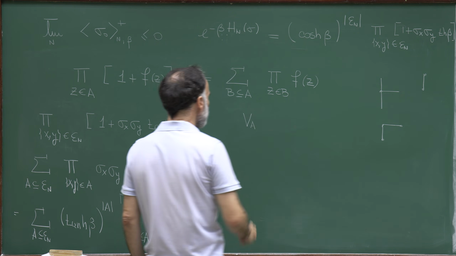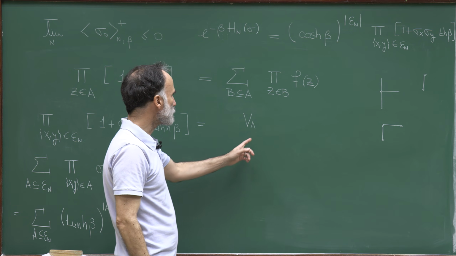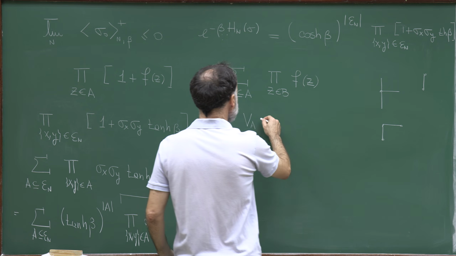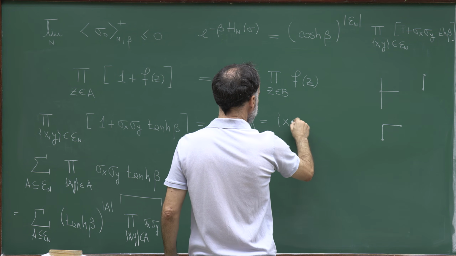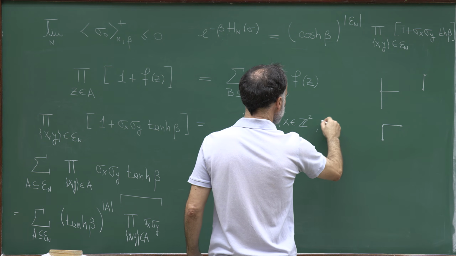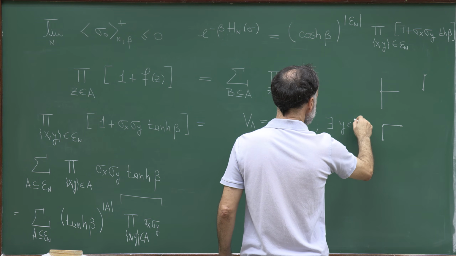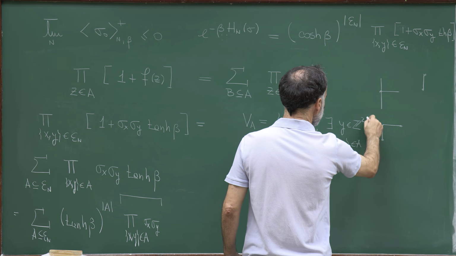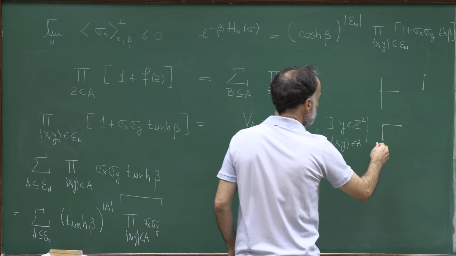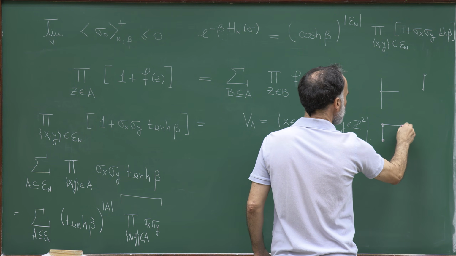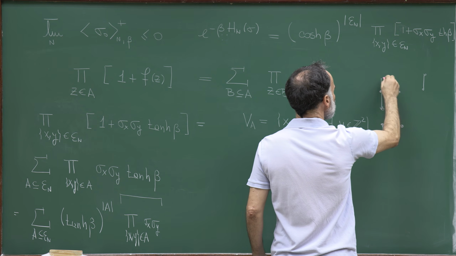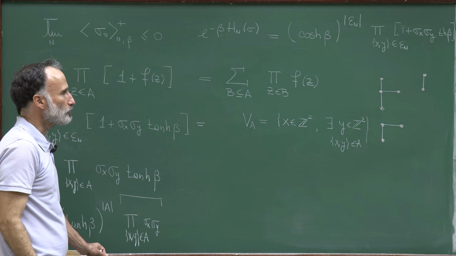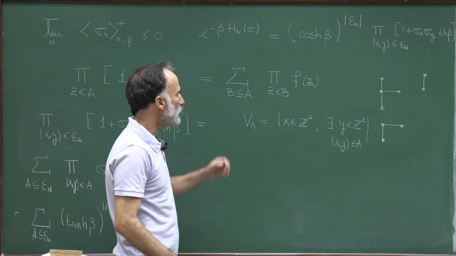By V of A, I will represent the set of vertices which belong to one edge in A. So these are all x in Z2, such that there exists a y in Z2, and xy belongs to A. So in this example, V of A will be the subset of Z2 made by the union of all vertices of an edge in A. So this is the set V of A.